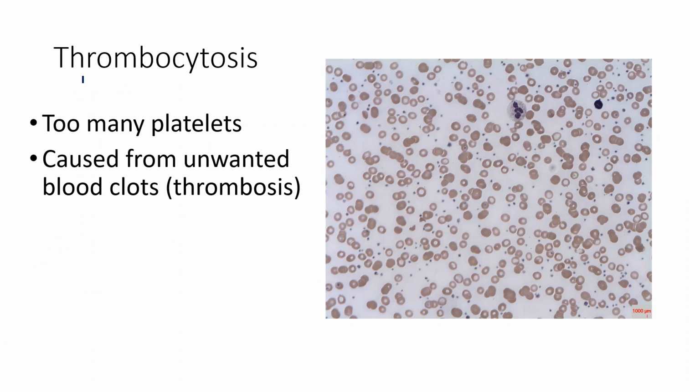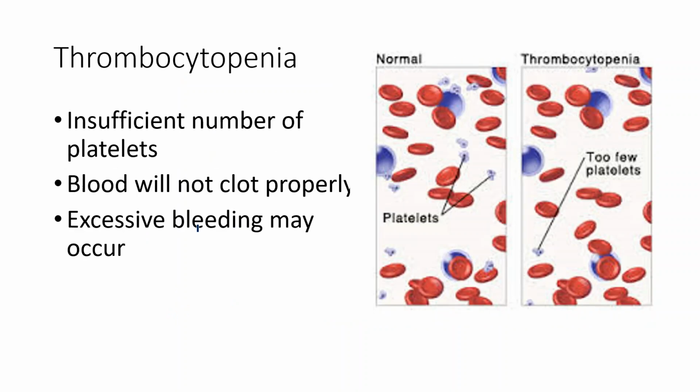Thrombocytosis, too many platelets. Remember, thrombocytes are platelets. So thrombocytosis is too many platelets. And you can look in this smear here, all those little bitty purple dots, those are platelets. And you can see there's a lot more in this smear than what there should be. It's caused from unwanted blood clots, thrombosis. That's what the blood clots are called.